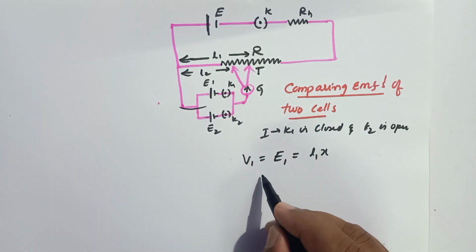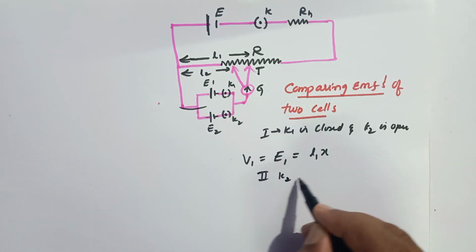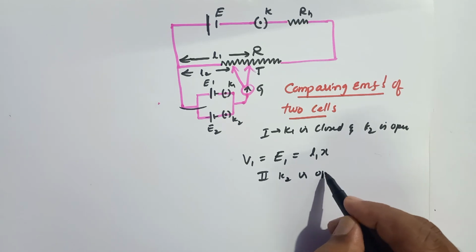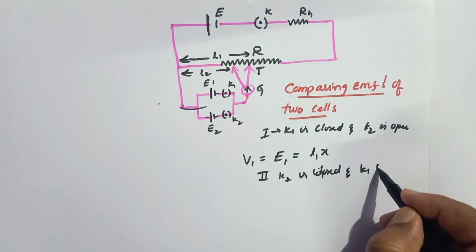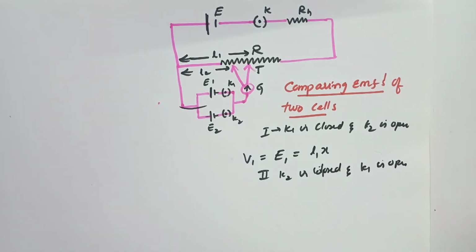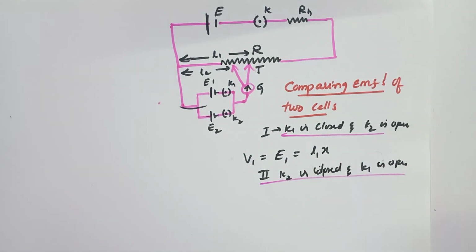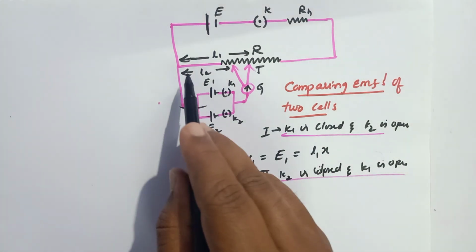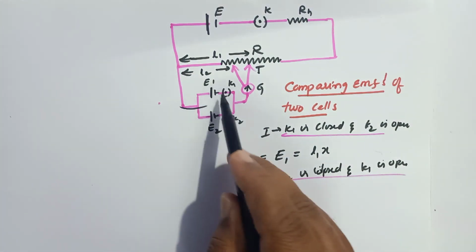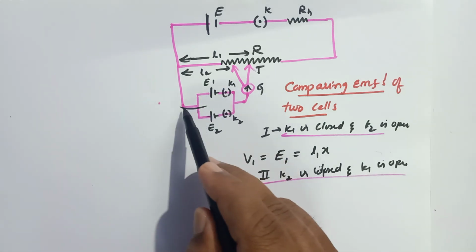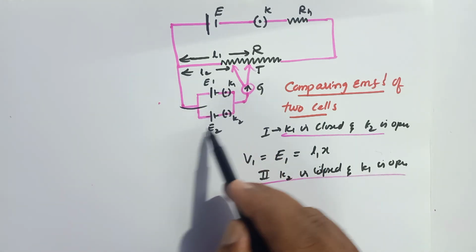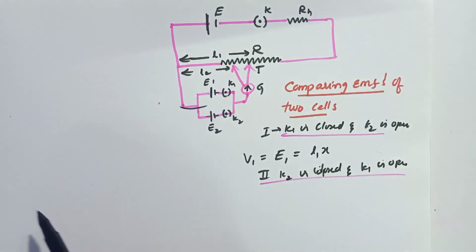Next, in the second case, K2 is closed and K1 is open now, which is the reverse of the previous case. If this is the case, what happens? Now you are getting the balancing length as L2. E2 is closed and E1 is open, meaning current flows through the circuit like this. The balancing length is taken as L2, which is less than the previous case.